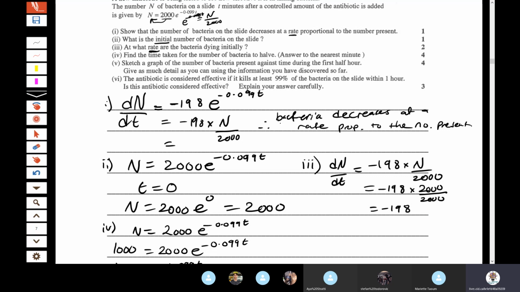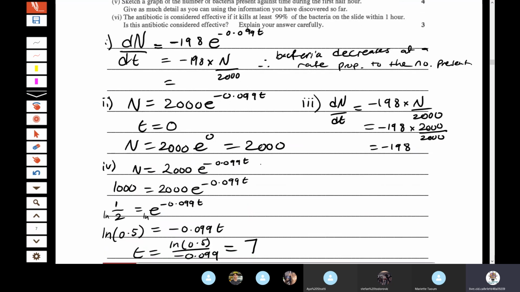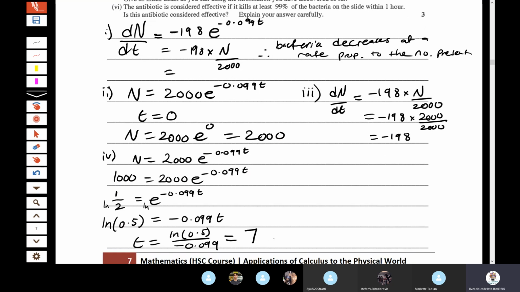Oh, answer to the nearest minute. I would have lost a mark. So 7 hours and 0 minutes. Now, if you didn't write 0 minutes, you will not get full marks. So you're going to write 7 hours and 0 minutes. No, it sounds silly. That's just how it is, isn't it?